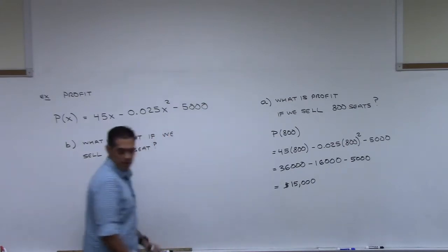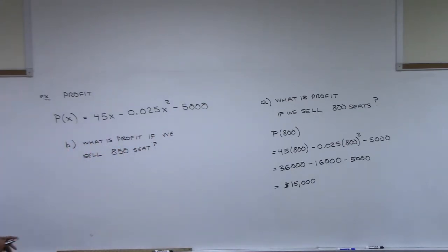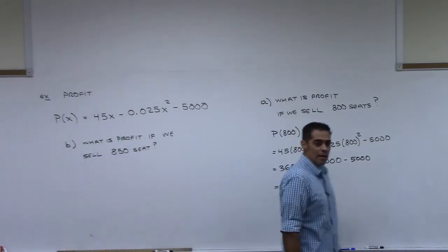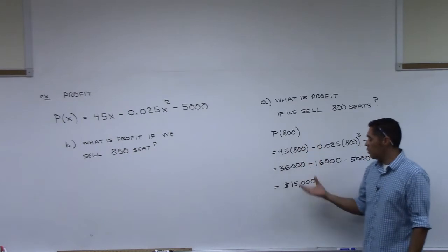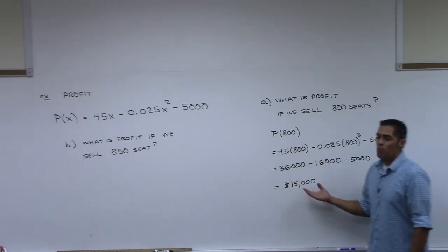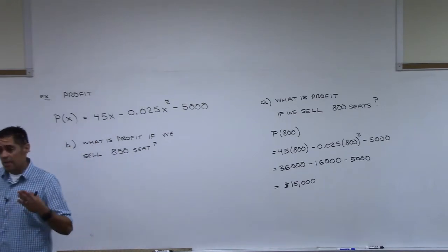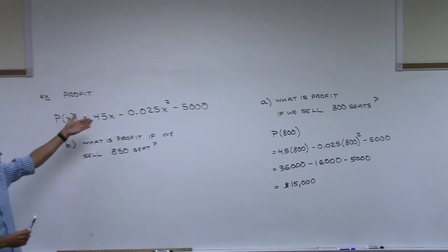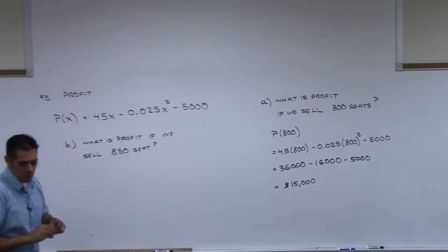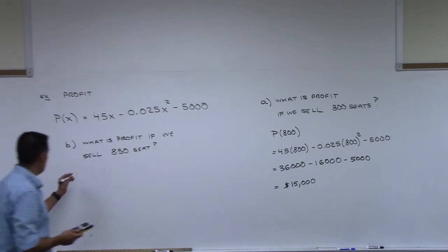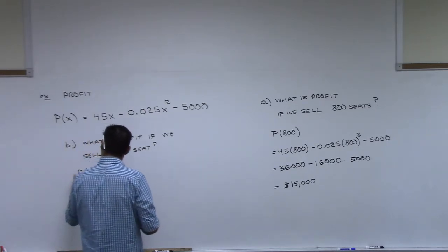So you're sitting there in the room with the other big wigs at the company, and you're like, okay, well, if we sell 800 car seats, we're going to make 15,000. What would our profit be if we sell 850? Maybe more. Let's see. I don't know. It depends on the model. It's not guaranteed to be more. So you just plug in again, right? This is just P of 850.